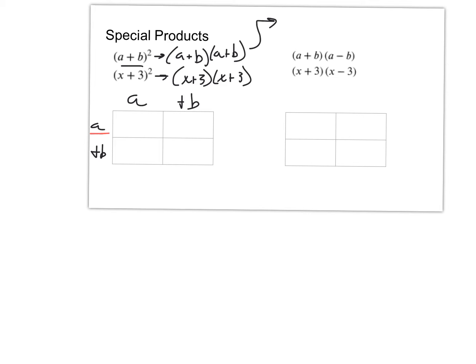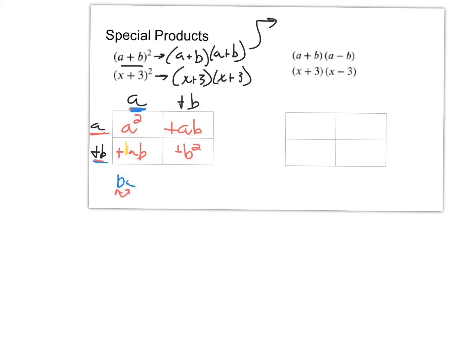Okay, so here we go. A times a is a squared. A times b is ab. Most students get that. Now here's the tricky part for some students: I'm going to do b times a. And they say, well, gee, that's ba. Which is true. But again, in algebra, we like to have the variables in alphabetical order. So if I just flip-flop ba, I get ab. Okay, and then we have b times b, which is b squared.